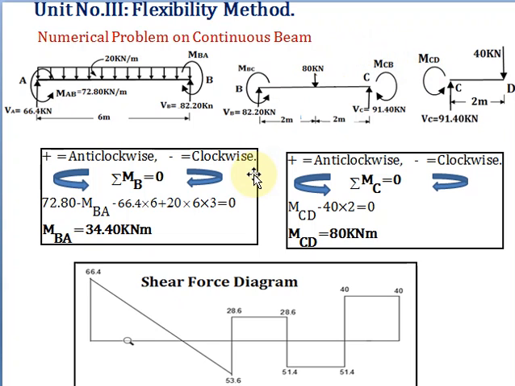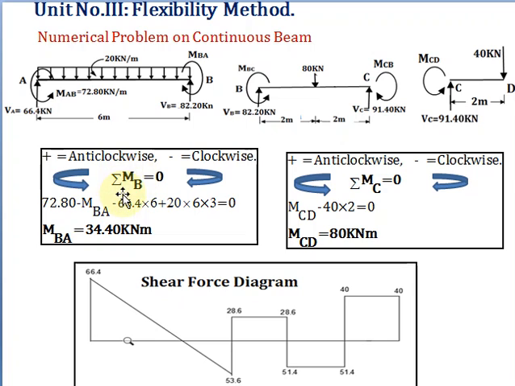Now next we have to find out the moment in member BA as well as moment in member BC. I already found the moment in member AB in the last slide. Now in this slide we are going to find out the moment in member BA.